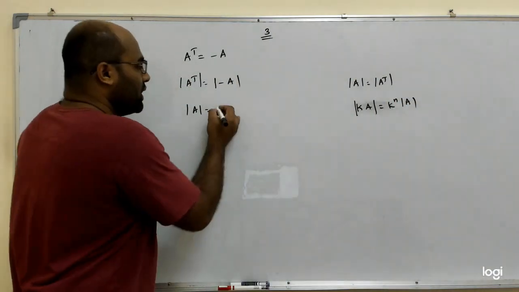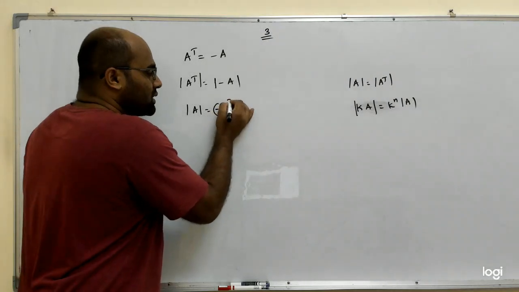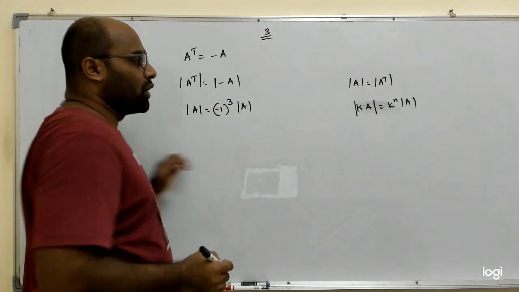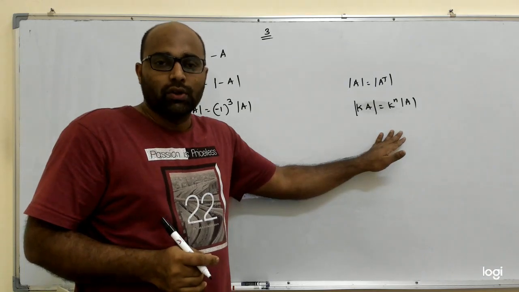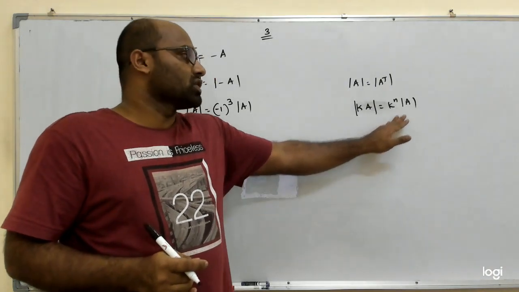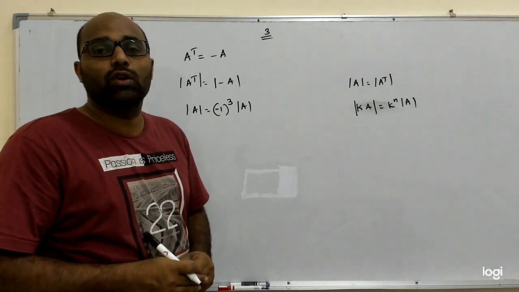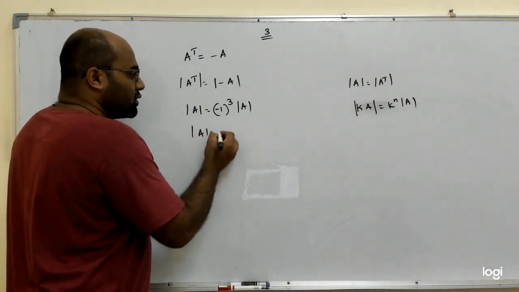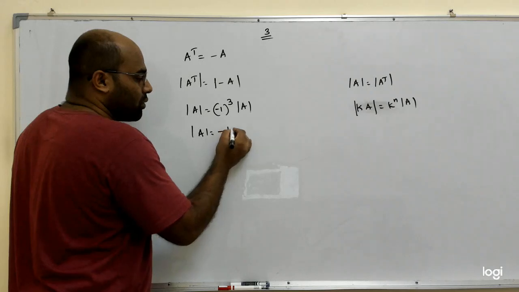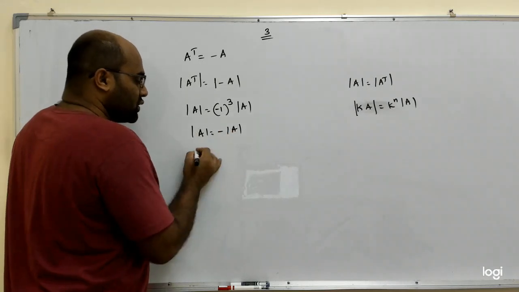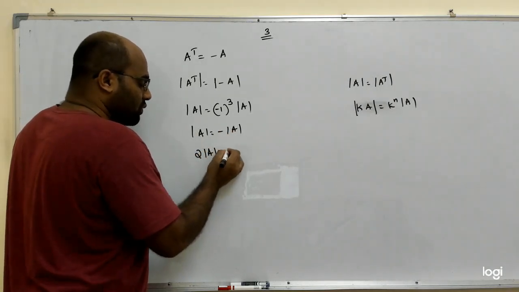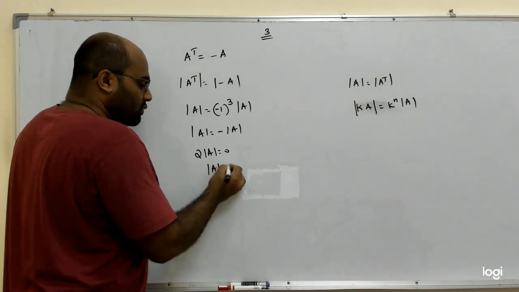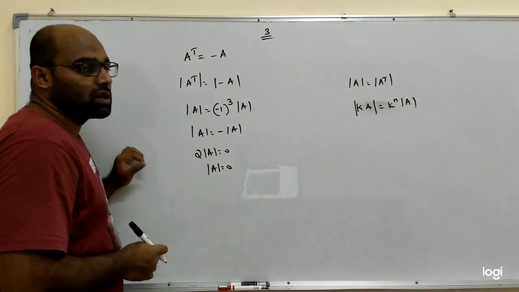So here it will be minus 1 raised to 3 into determinant A, according to this definition. k is minus 1, so minus 1 raised to n, and your order is 3. So we can write determinant A equal to minus 1 cube, that is minus of determinant A. So 2 times determinant A equal to 0. Determinant A equal to 0.